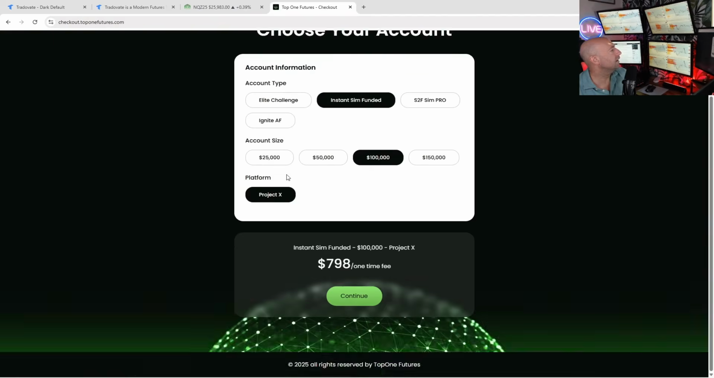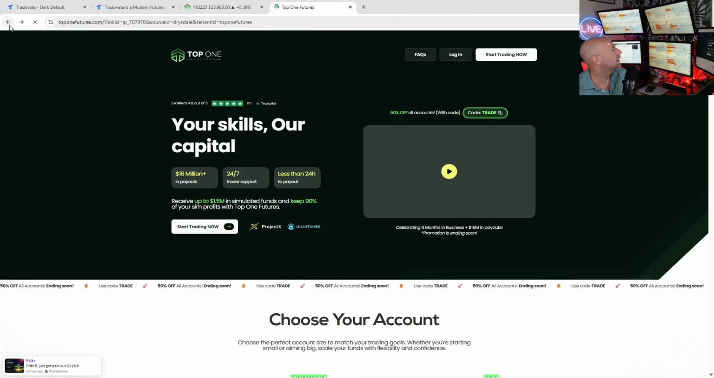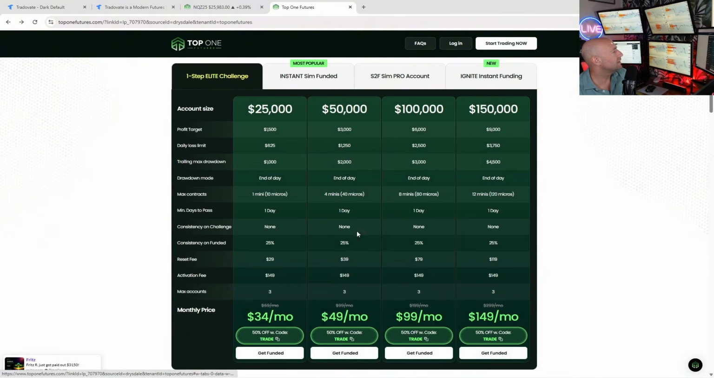Okay, so let's go back here. All right, so there's a lot of options, different size accounts. With the $25,000 challenge on Top One, you have to make $1,500. You can only lose $625 a day, and you can only lose $1,000 max. You can trade 1 mini or 10 micros. Consistency, which means you can't make more than 25 cents of the target in 1 day. If you blow the account, there's only a $29 reset fee. If you do pass, there's $149 to the funded account, and that's where you can start making money. Okay, but it allows you to really get started.